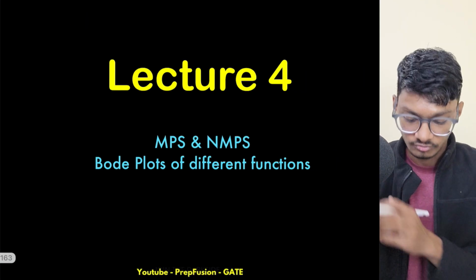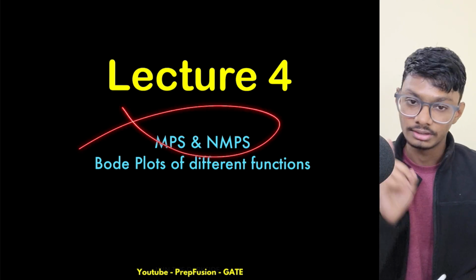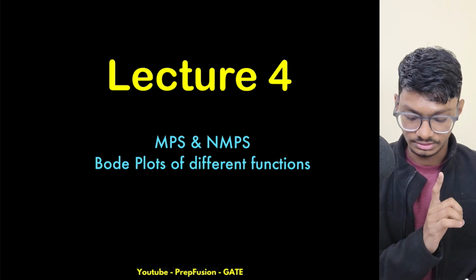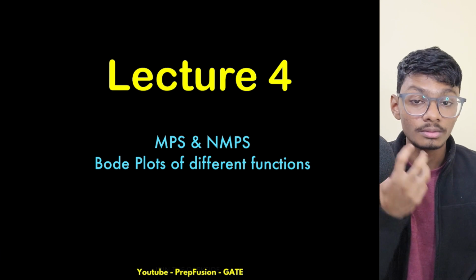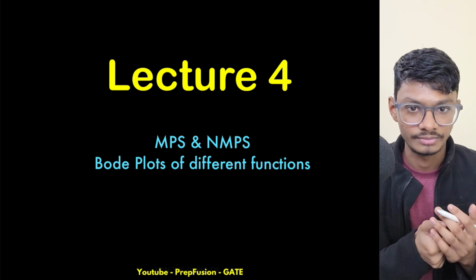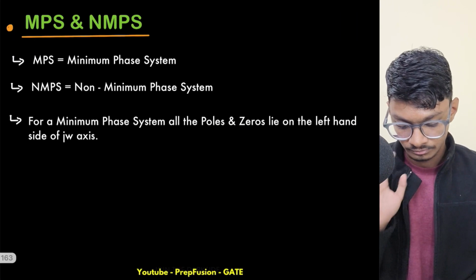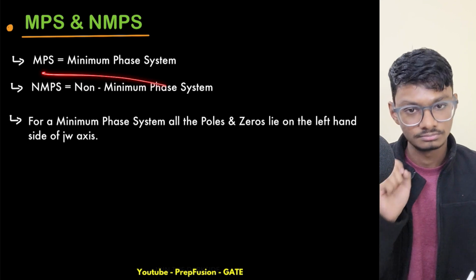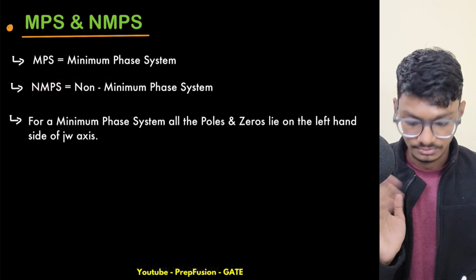What do I mean by that? We'll understand, but before that we have to understand what minimum phase and non-minimum phase systems are. So first we'll understand the difference between these two, and why they are called minimum phase systems, why this term minimum is present. Then we'll plot Bode plots for different functions. So what is a minimum phase system? MPS is referred to as minimum phase system and NMPS as non-minimum phase system.